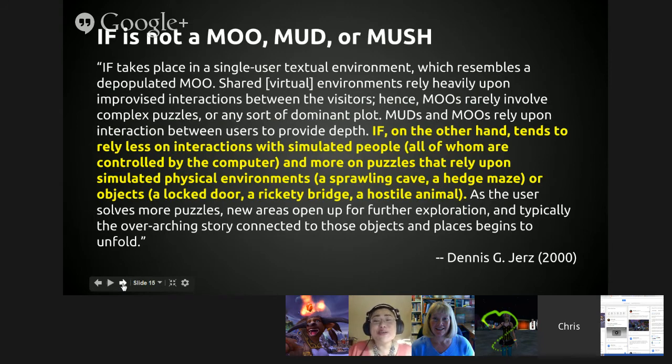Whatever. So, and MUSH. Oh goodness, I'm spacing out for a second. So maybe I'll make Chris find it for me. But anyway, let me read this little part. My brain's all over the place.